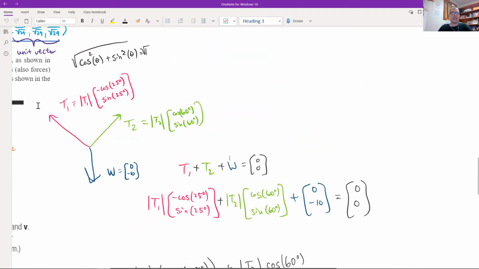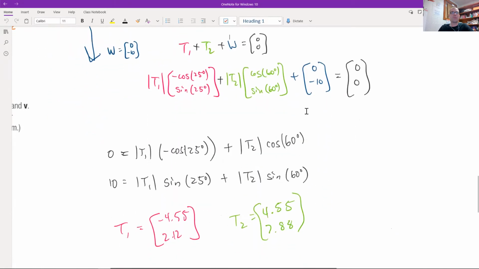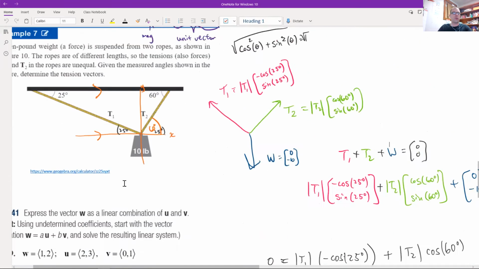So the idea is to set up this diagram, realize how those vectors need to be in relationship with each other in order to have a stable equilibrium, and then find out the tension vectors. Cool.